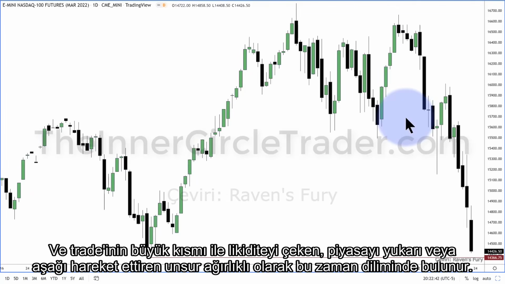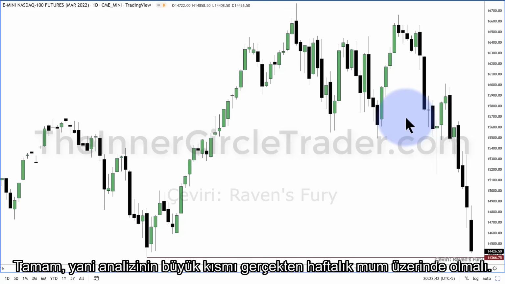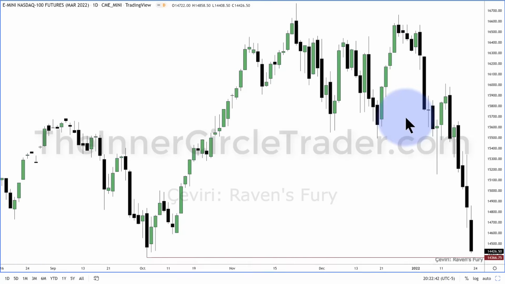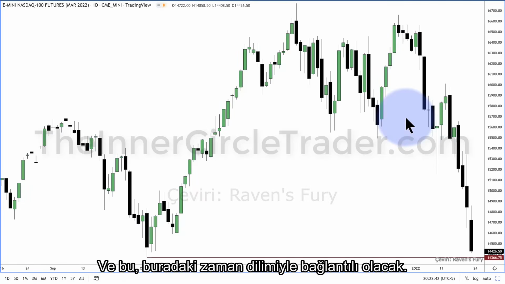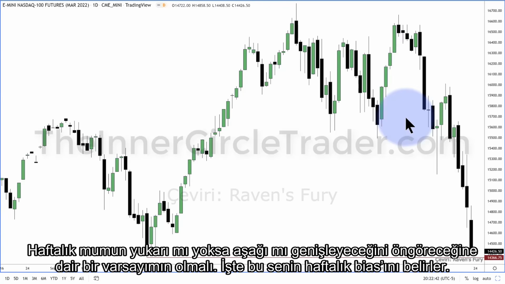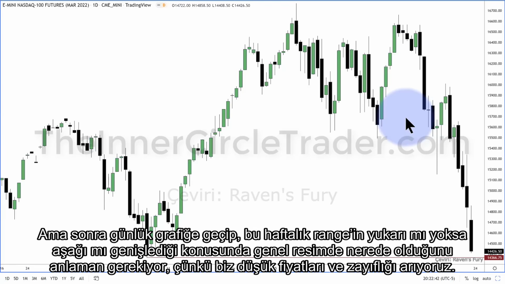And the majority of your trading and the draw on liquidity, what makes the market go higher or lower, is predominantly found on this time frame. So the majority of your analysis should really be linked to this time frame right here. You have to have an assumption whether you're going to be expecting that weekly candle to expand higher or lower. That's your weekly bias. But then you have to go into the daily chart and figure out where you are in the grand scheme of things on that weekly range expanding higher or lower.